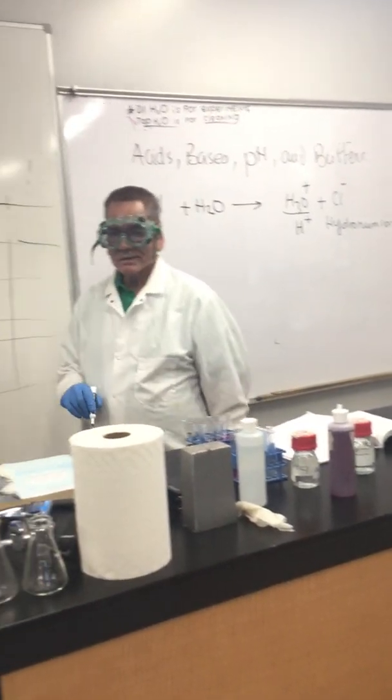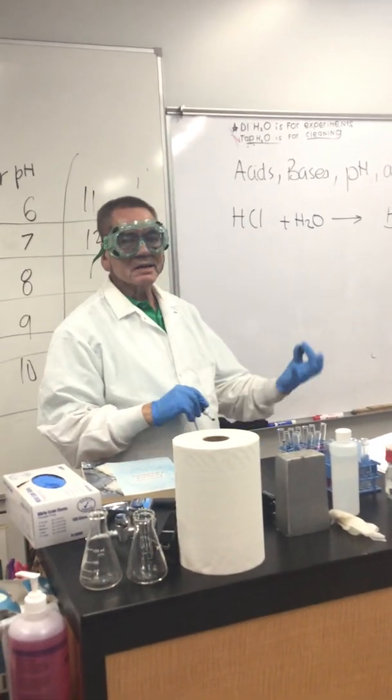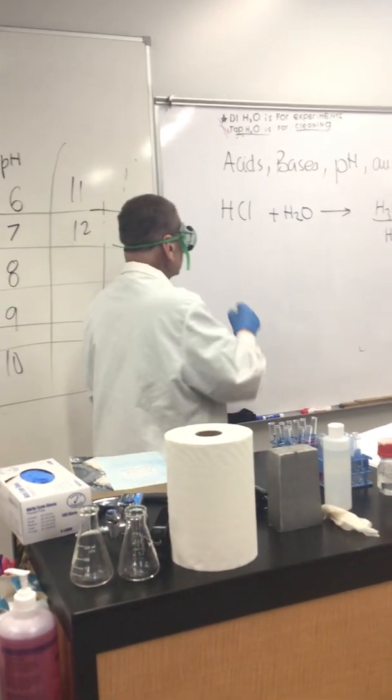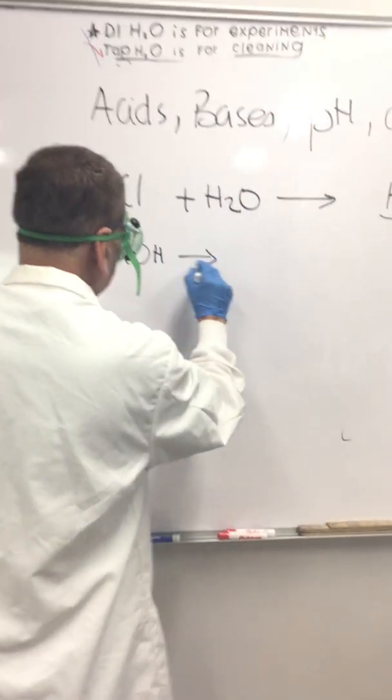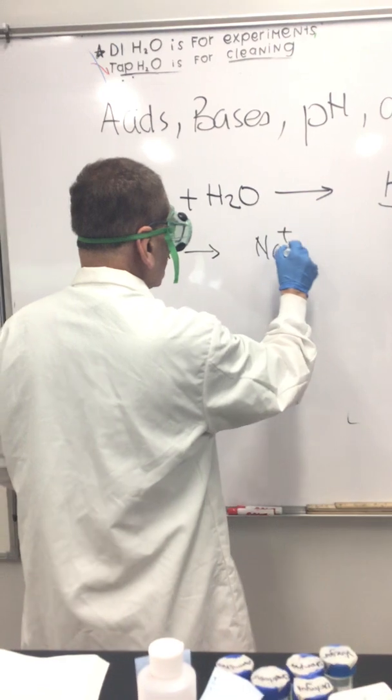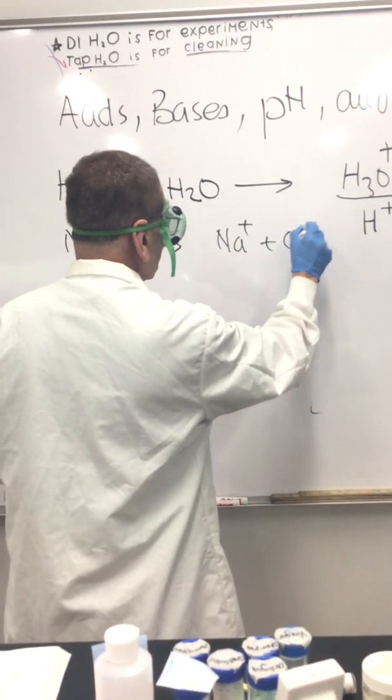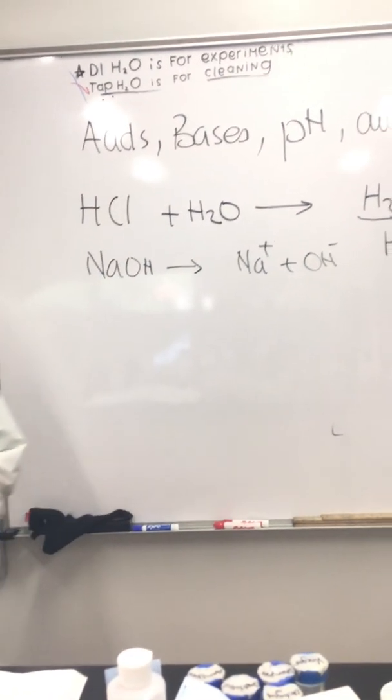The base, it's a substance that accepts proton from the acid. You have sodium hydroxide, for instance, NaOH, dissociate to Na+ and OH-. We're talking about the acid.